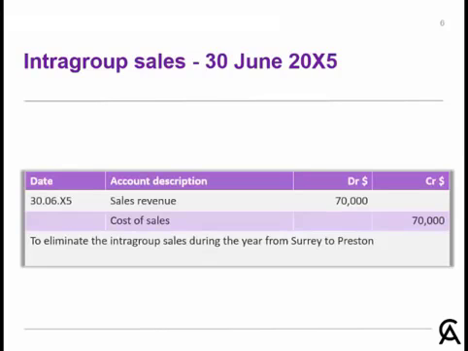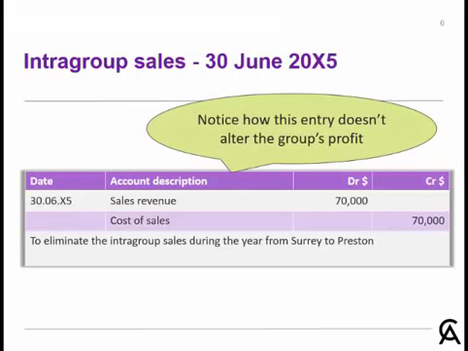Let's start looking at the consolidation entries. So that internal transaction between the group was for sales of $70,000. So we need to debit our sales revenue and credit the cost of sales by $70,000. So notice how in this entry, both these transactions go to P&L. So overall, I haven't yet altered the group profit.